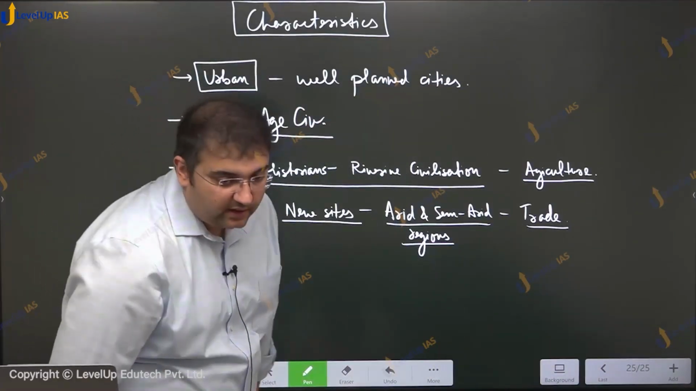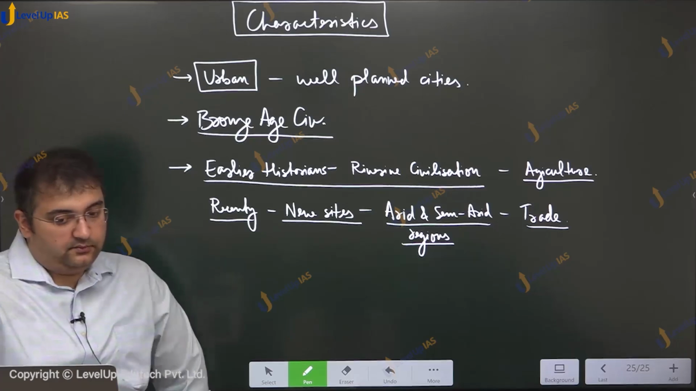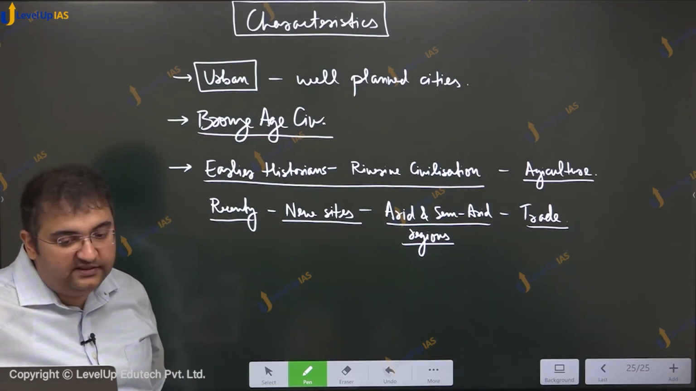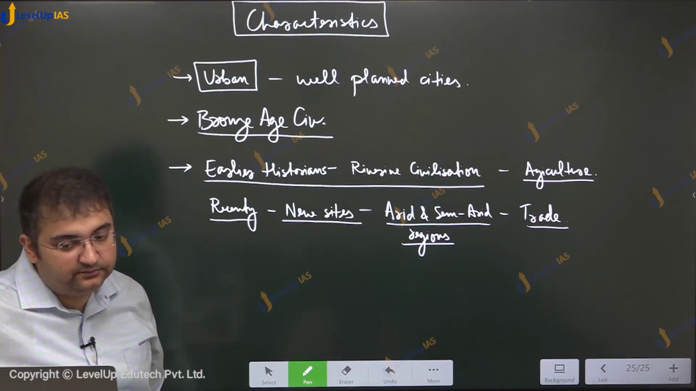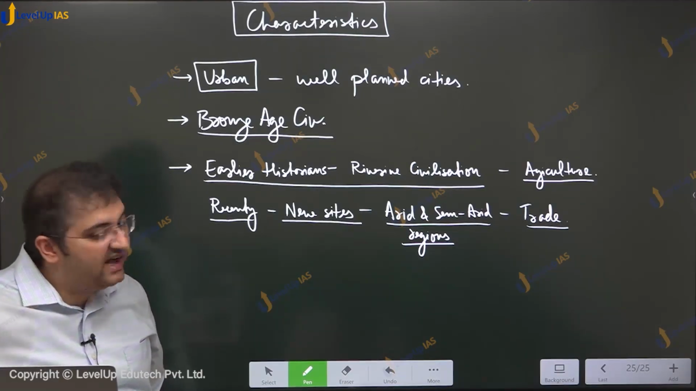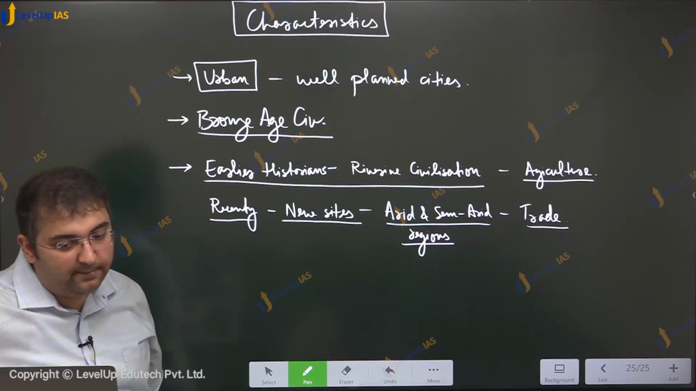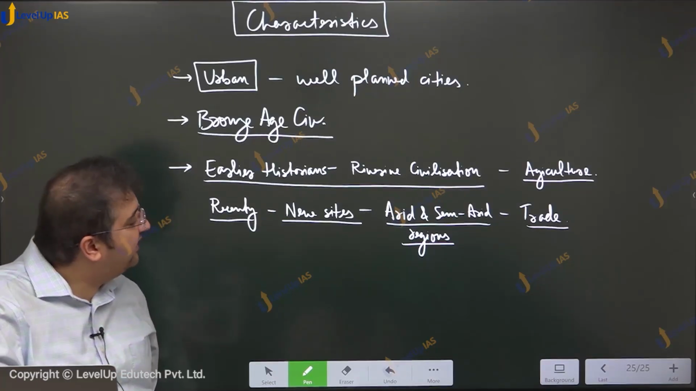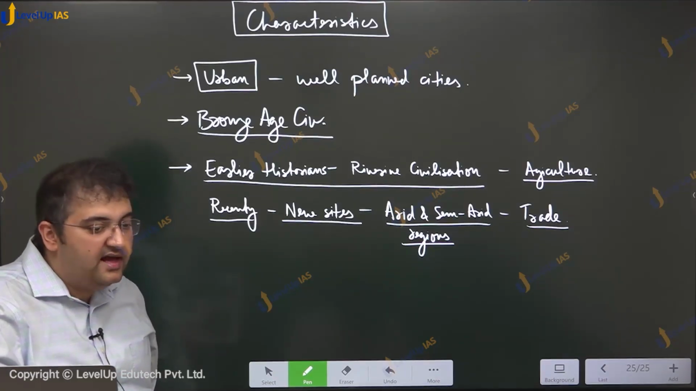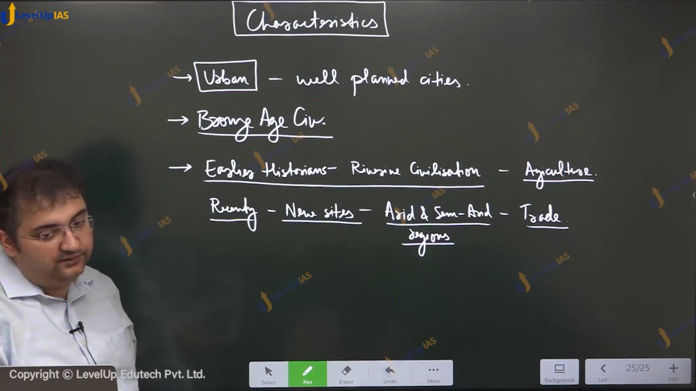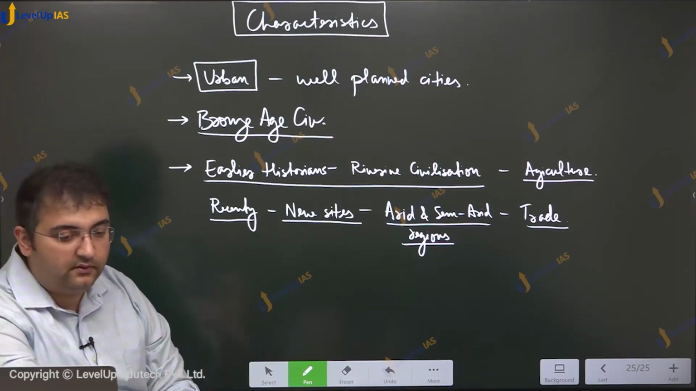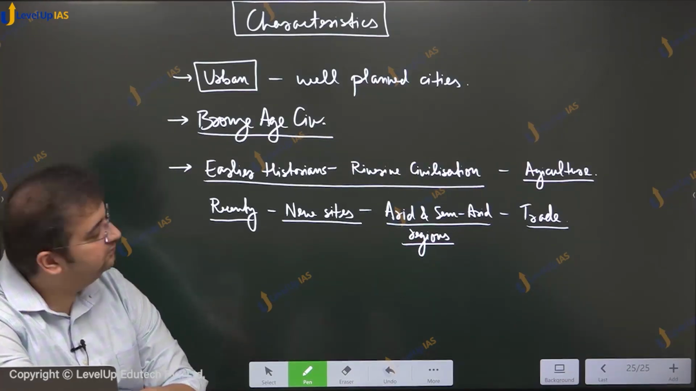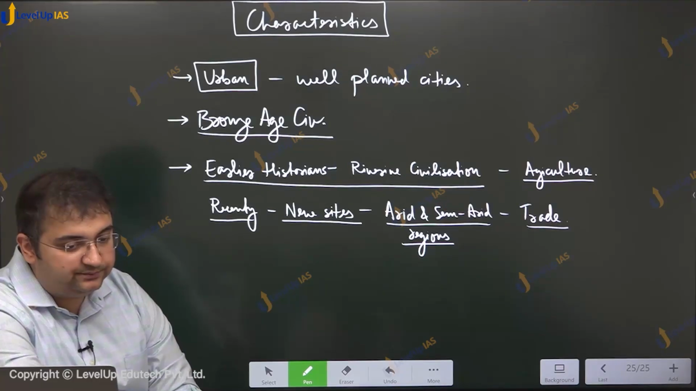Next main point likho. Earlier historians characterized the Harappan civilization as a river valley civilization, where the basic driving force was agriculture.